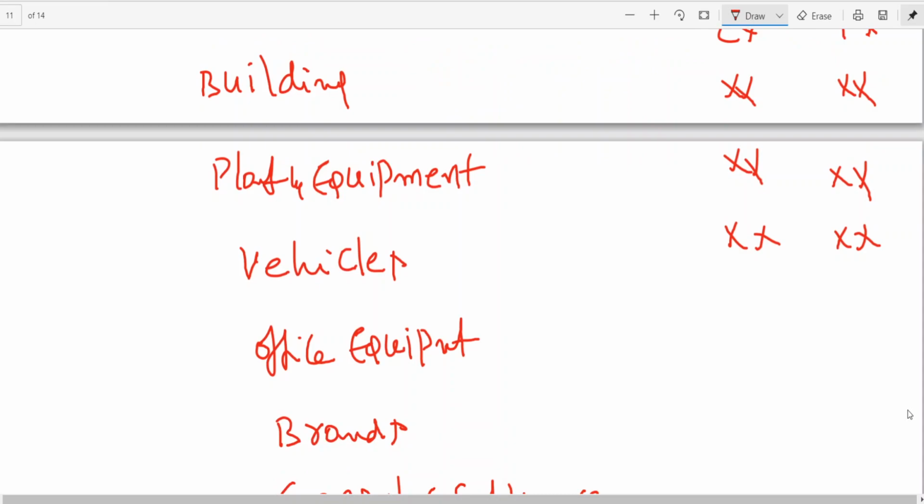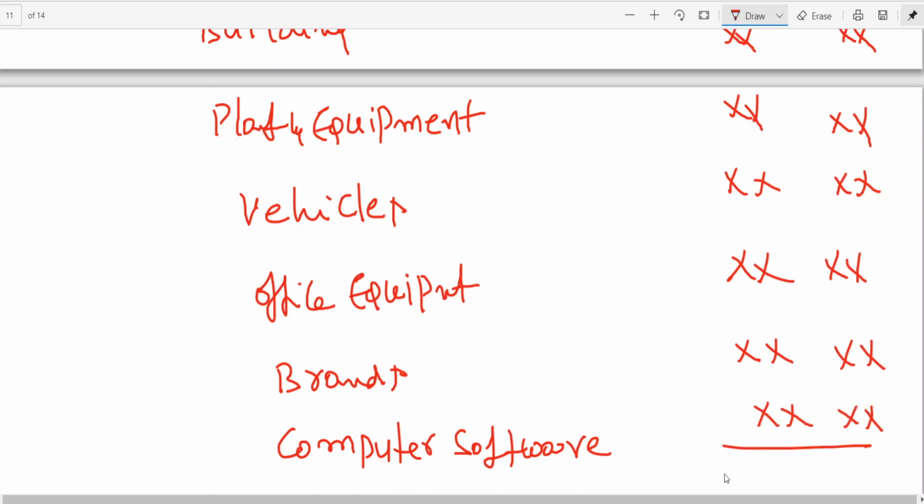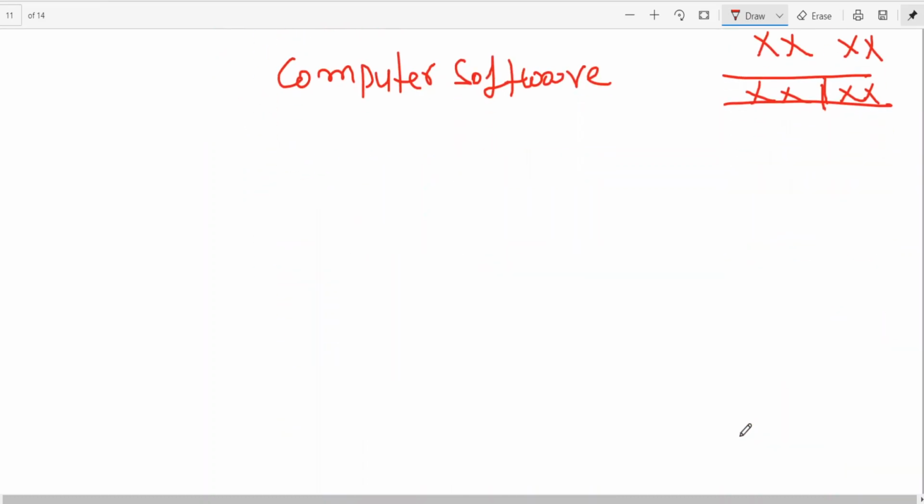Last class we have seen gross block, depreciation, net block. That is written down value. So there we need current year depreciation, no? Okay, that is to be taken into consideration.